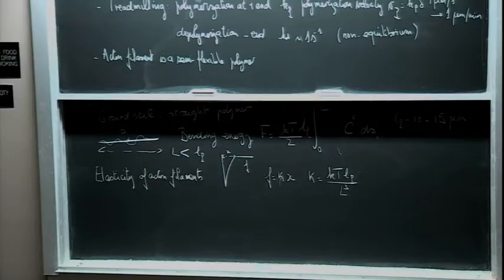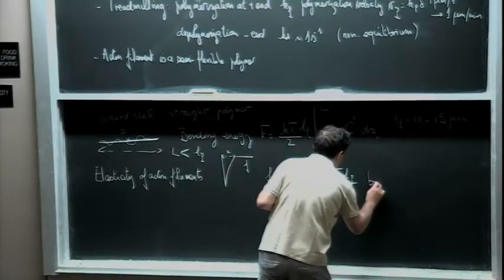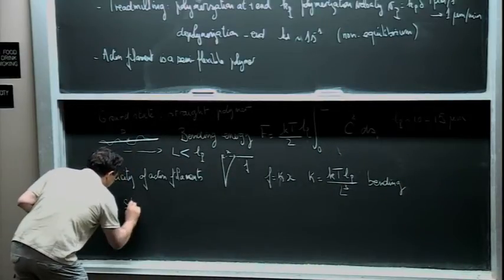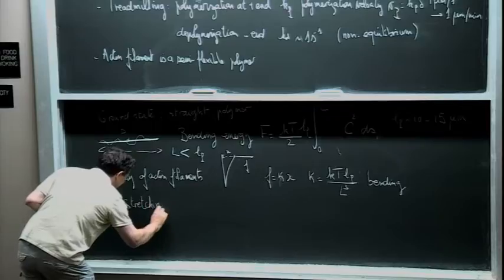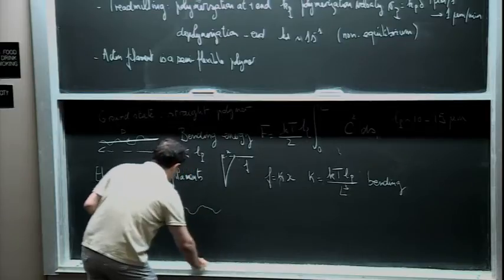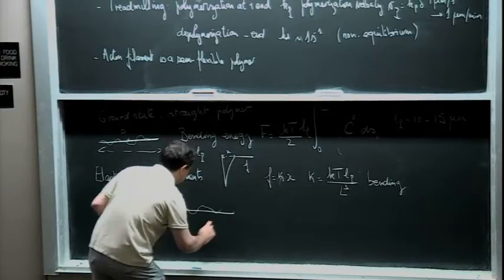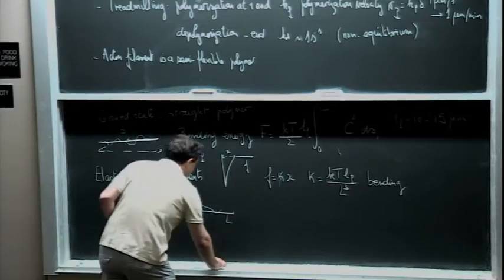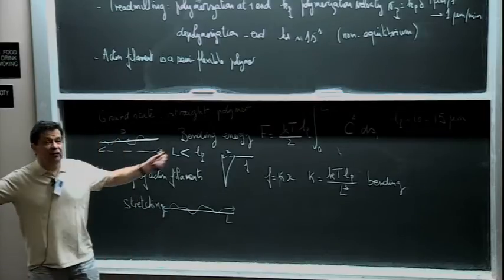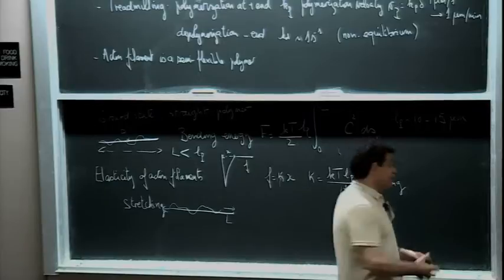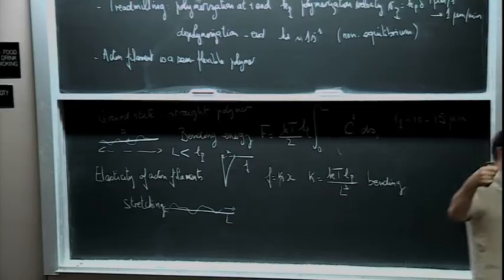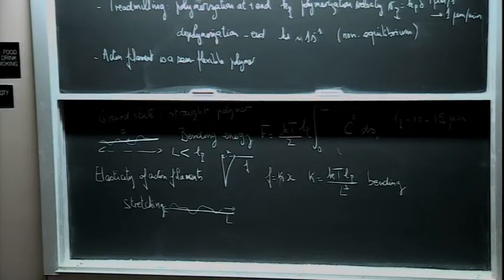The second mode of deformation is stretching, so that's bending. So the second mode is stretching. So I take a filament like this, and I apply a force on both ends, and I pull on the filament. The filament stretches because you have length which is stored in here, and when you pull on it, what you do is you stretch, you unfold the fluctuations. That's what gives the elasticity.